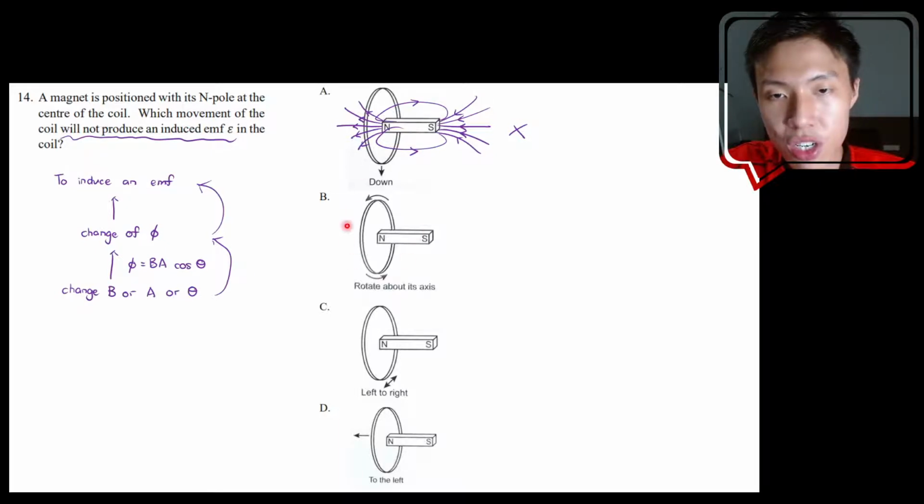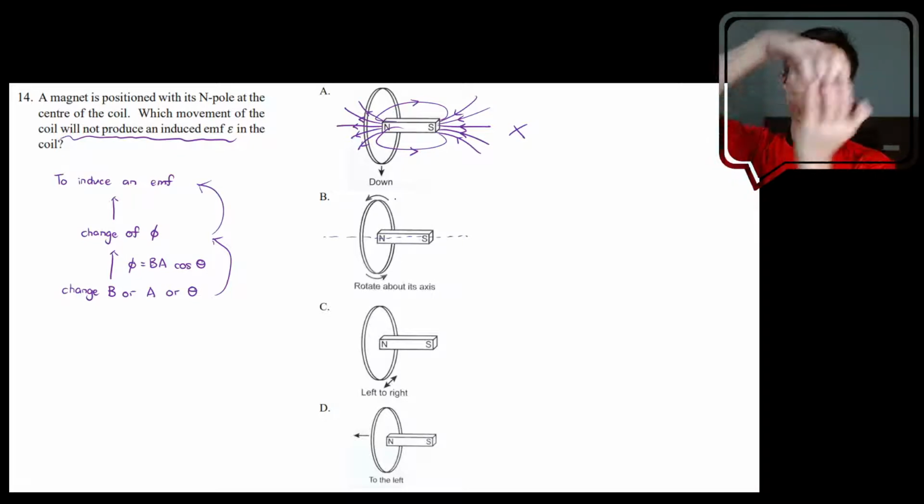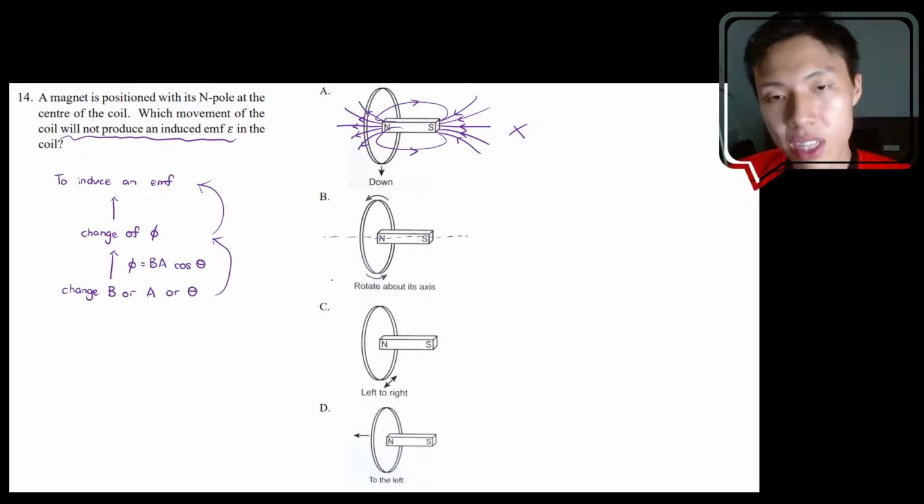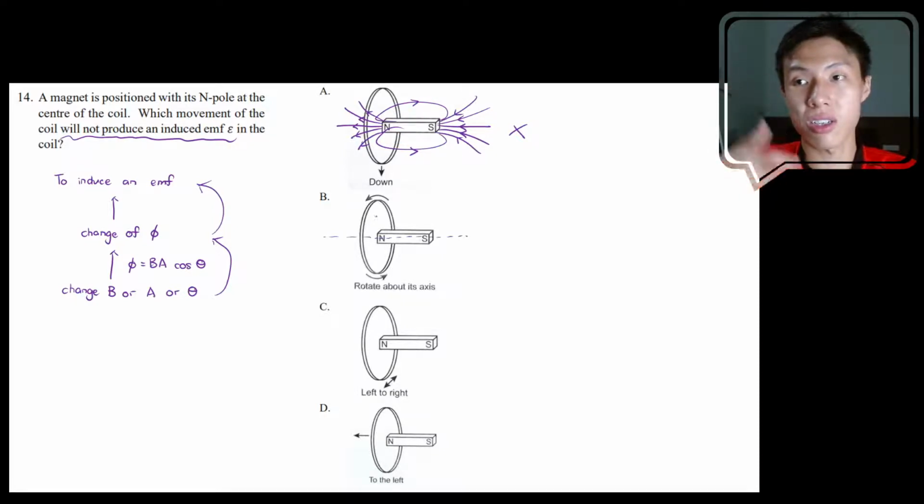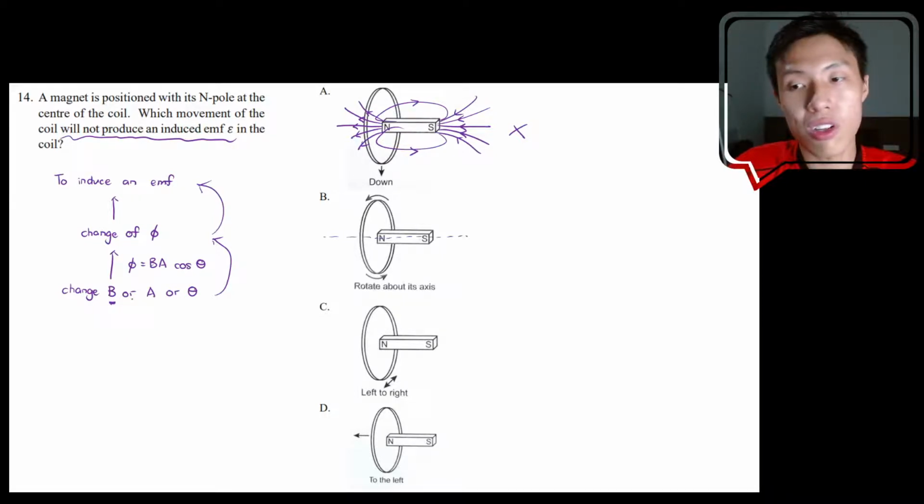Second situation over here: if you rotate the coil about its axis, means you are keeping the axis along the bar magnet, and you're rotating the coil just like this, where your bar magnet is like this. When you rotate, you're not taking it further away from the bar magnet. You're keeping it at the same position, just rotating the circular coil. So you are not changing the B. You're not making the magnetic field stronger or weaker. You're keeping the same bar magnet, so the B is not changed.